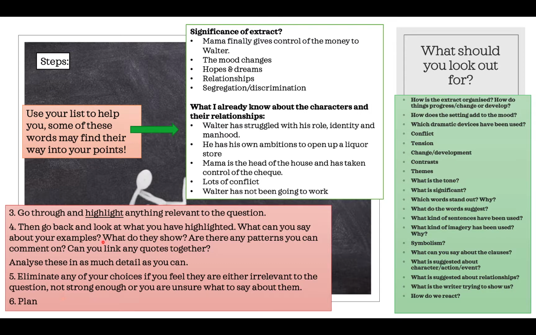And then once you're happy with the extract, you've got the highlighted bits that you're going to use, you've tried to annotate, you've got a few little notes, then you can make a plan. And your plan is just then maybe the different points that you want to make. And towards the end of this session, I will show you how to make a plan and what a plan looks like.